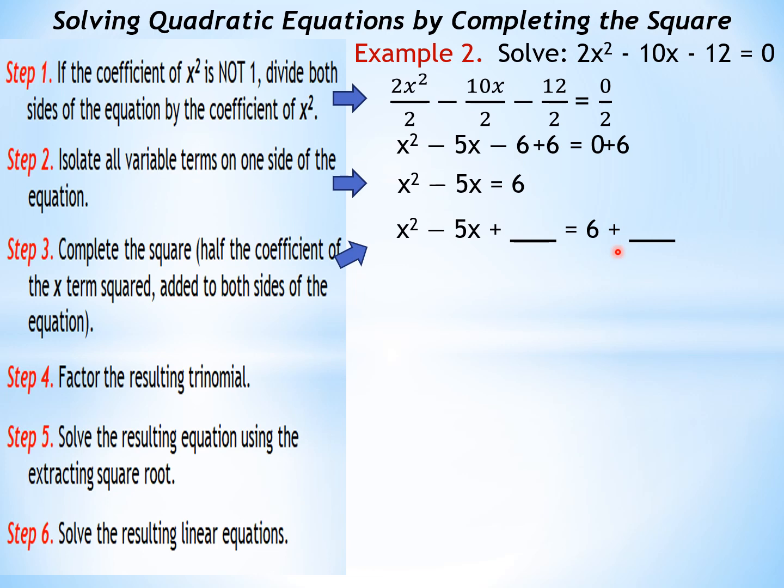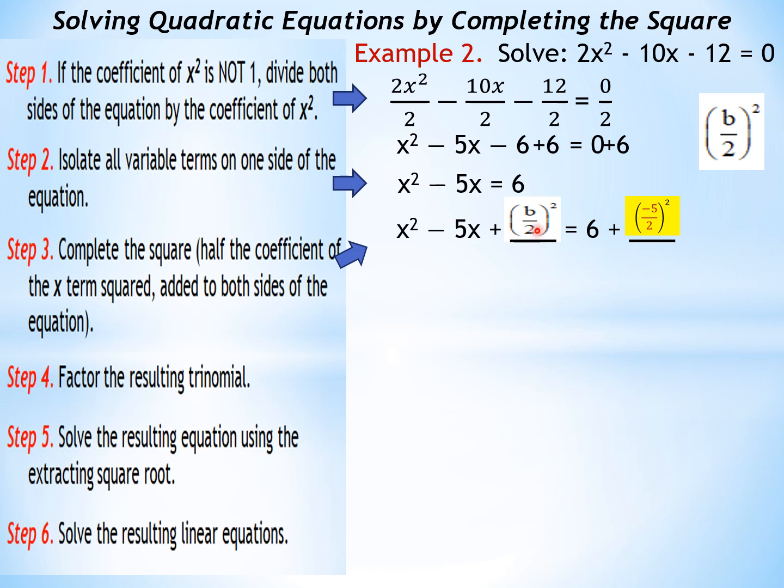Ayan. So, gawin natin perfect square trinomial. Paano natin gawin? Ano na yung formula? Ang formula natin, the quantity of b divided by 2 squared. I-add natin dito sa last term ng trinomial natin. Then, also to the other side of the equation.